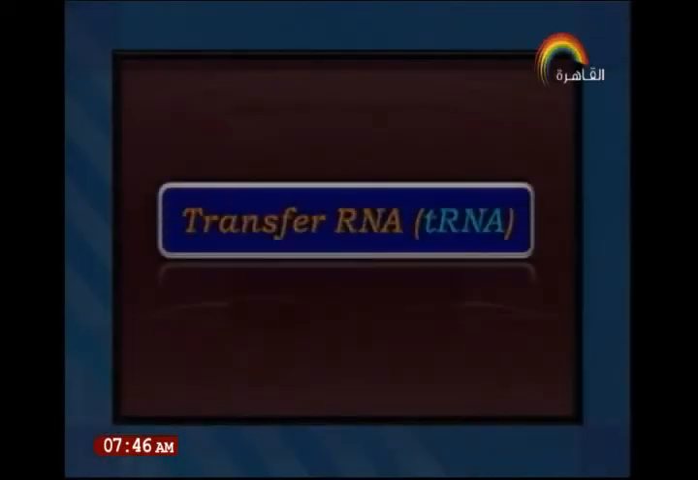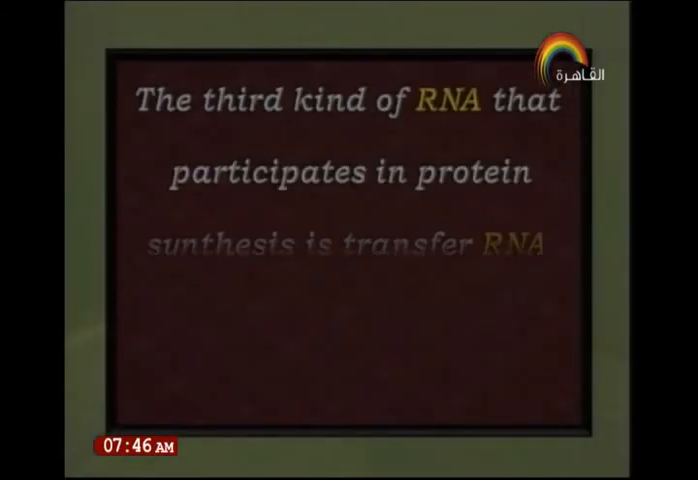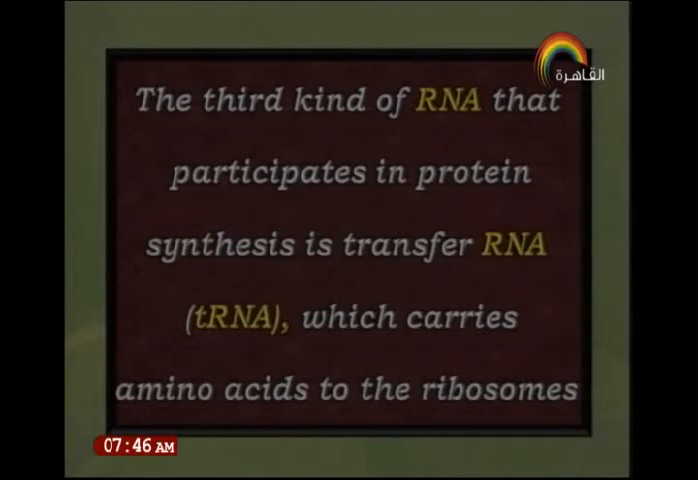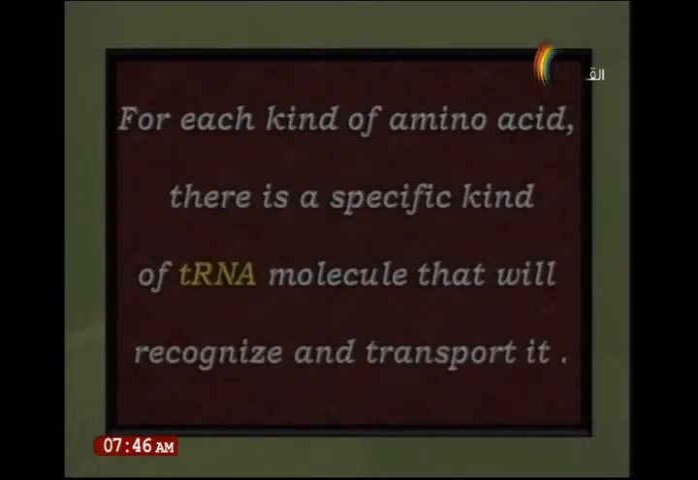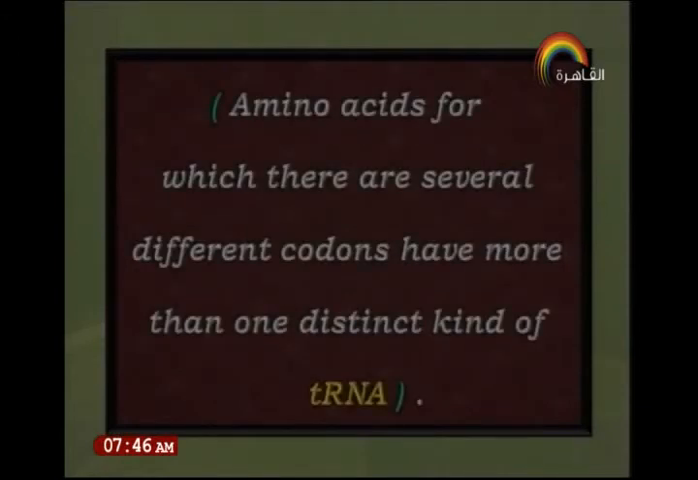The third type of RNA is transfer RNA. The third kind of RNA that participates in protein synthesis is transfer RNA, which carries amino acids to the ribosomes. For each kind of amino acid, there is a specific kind of tRNA molecule that will recognize and transport it. Amino acids for which there are several different codons have more than one distinct kind of tRNA.